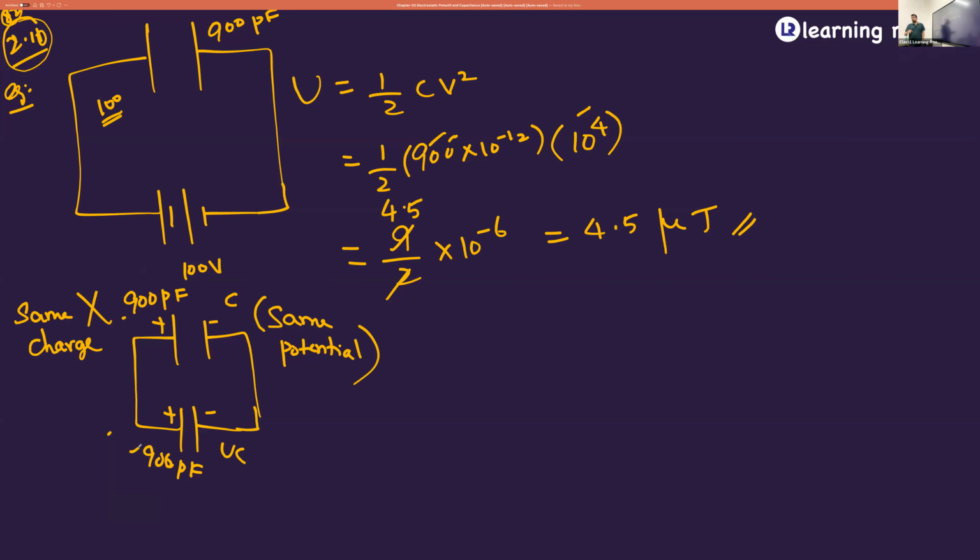So what is the charge on this? C1V1. What is the charge on this? C2V2. What is the total charge of the system? It is C1V1 plus C2V2. So this is something like this.